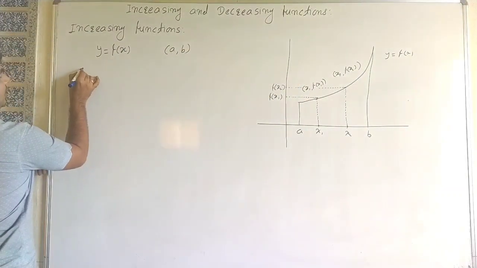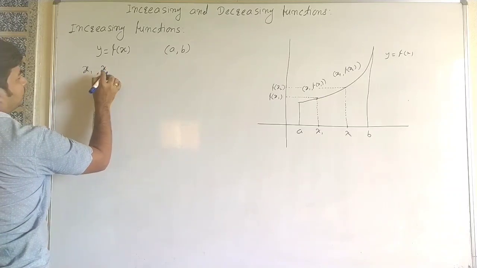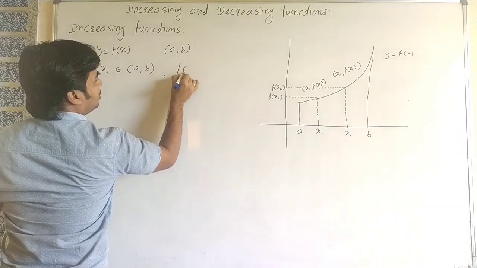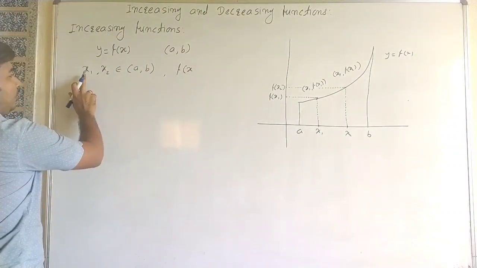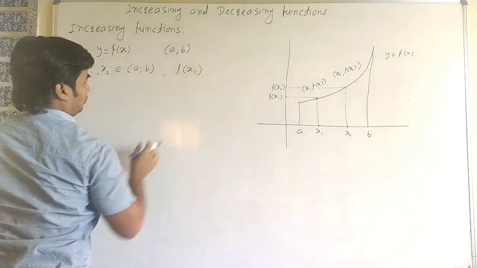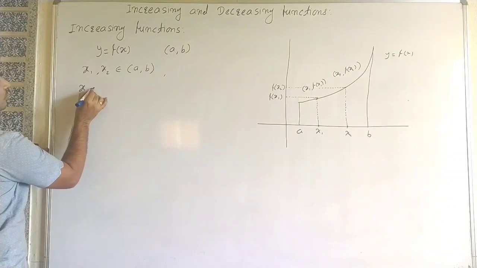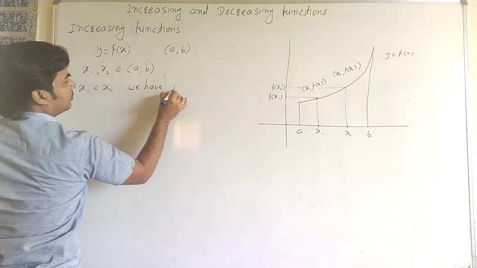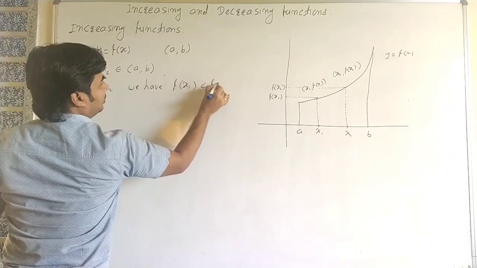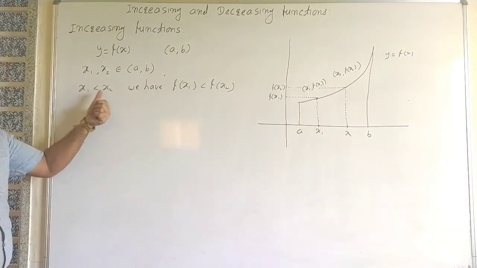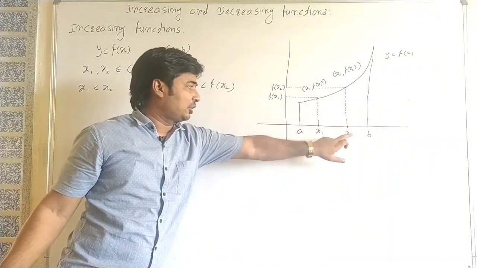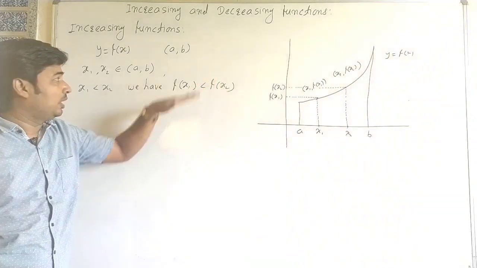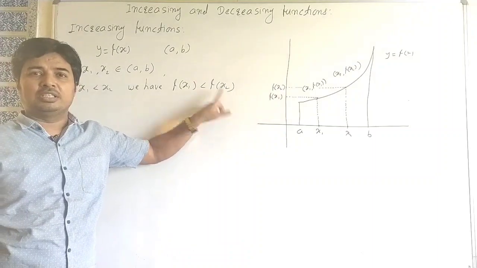We take 2 points x1 and x2 belonging to a comma b. Then at point x1 we have f of x1, and at point x2 we have f of x2. If x1 is less than x2, that means x2 is greater than x1, then we have f of x1 is less than f of x2. When x increases, the function also increases. It is an increasing function.